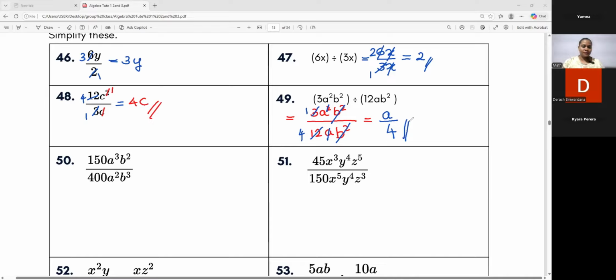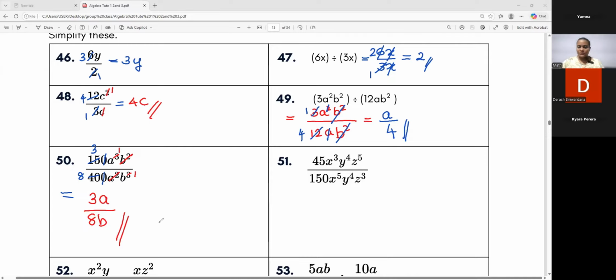50. 0 and 0 I can cut, it's like dividing by 10. Then 40 and 15, both are multiples of 5. 5 times 3, 5 times 8. That's all I can do with the numbers. Then a to the power 3 and a to the power 2, I can cut a to the power 2. This is 1 remaining. B to the power 2 and b to the power 3, 1 remaining. Then in the numerator, I have 3a. Denominator, 8b. 3a over 8b.